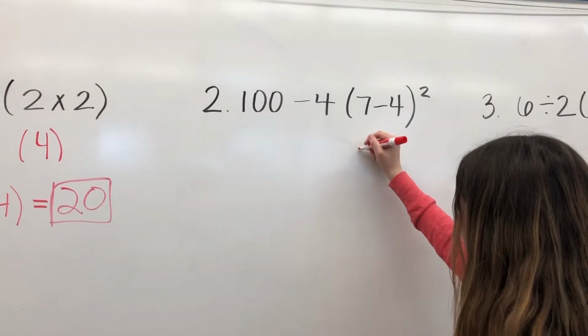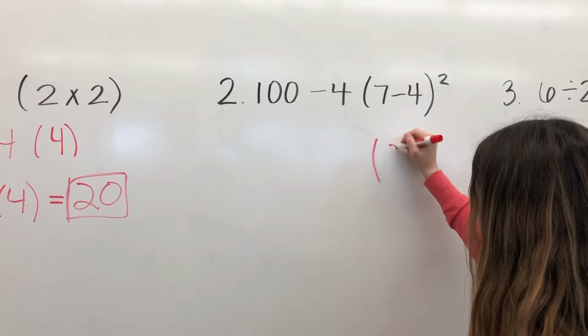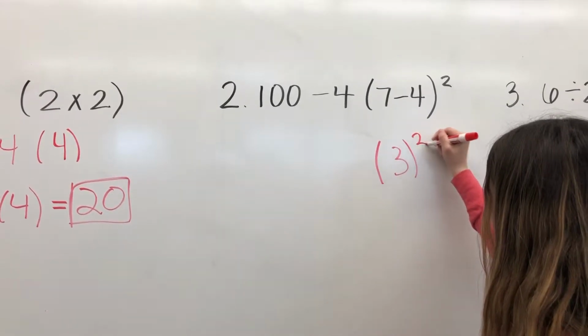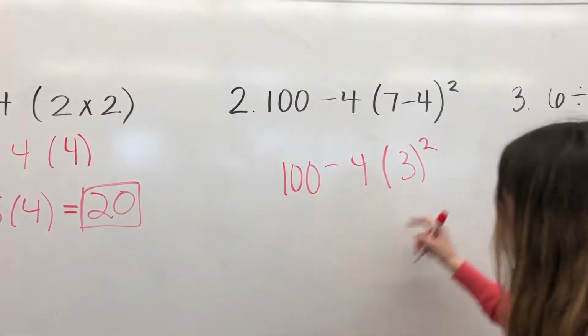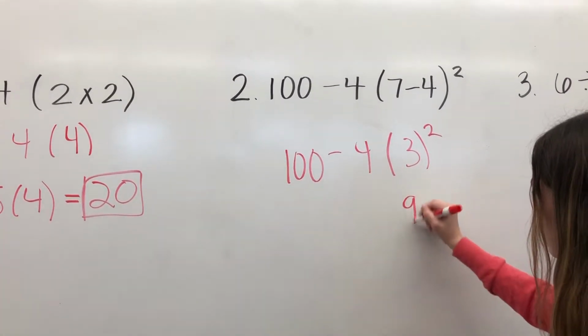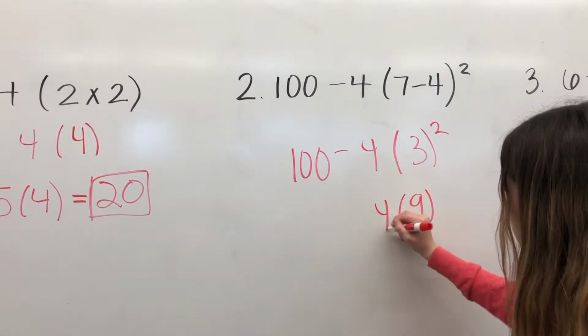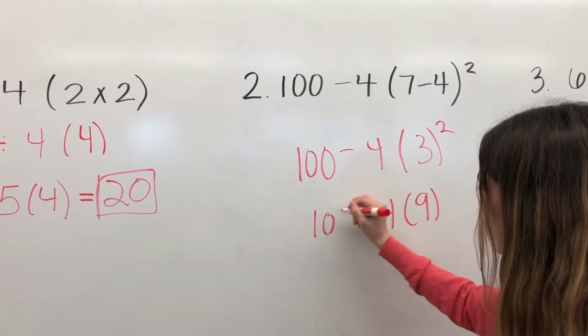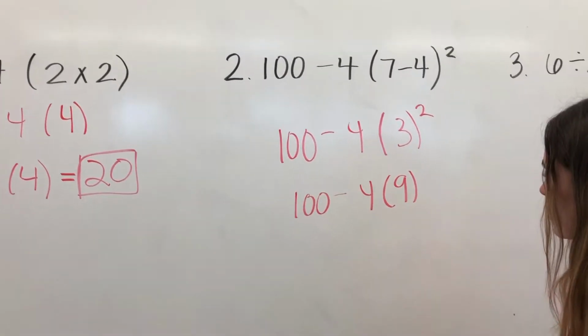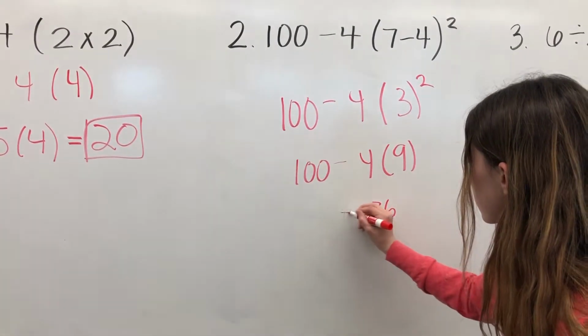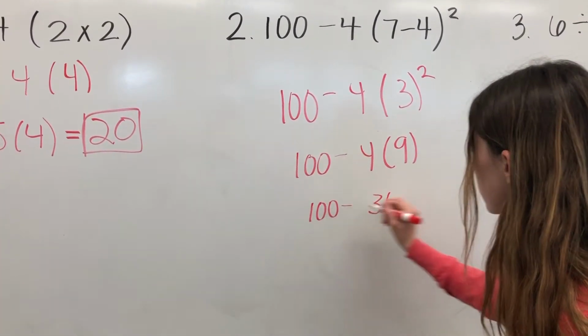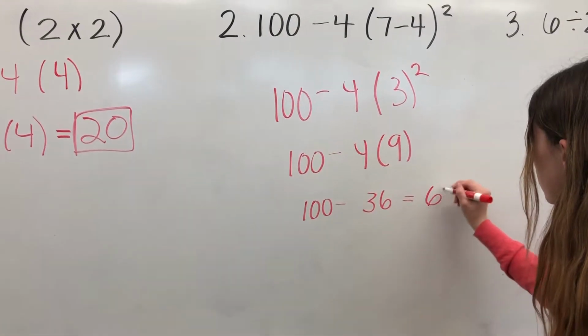We'll begin again with parentheses. 7 minus 4 is 3. Then next is exponents. 3 squared is 9. Now multiplication comes before addition or subtraction, so 4 times 9 is 36. And 100 minus 36 equals 64.